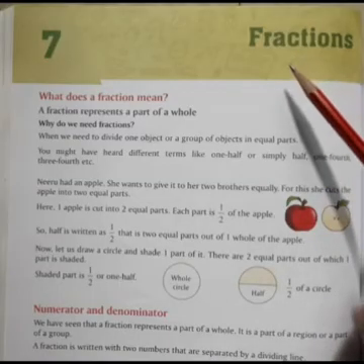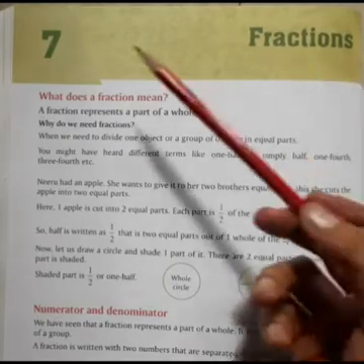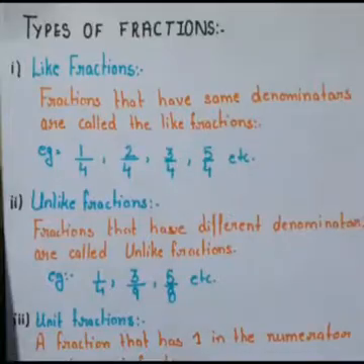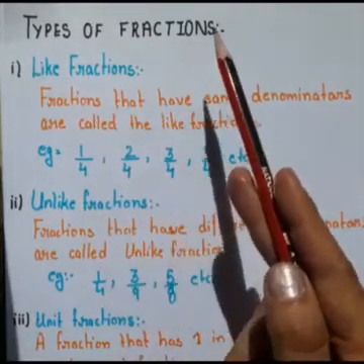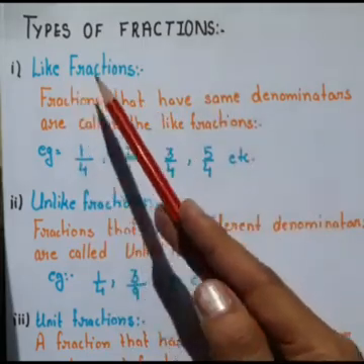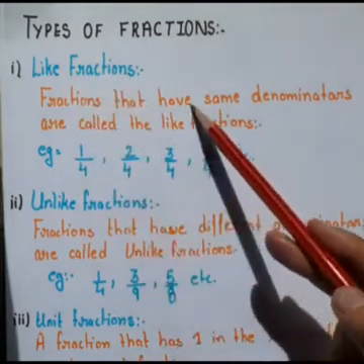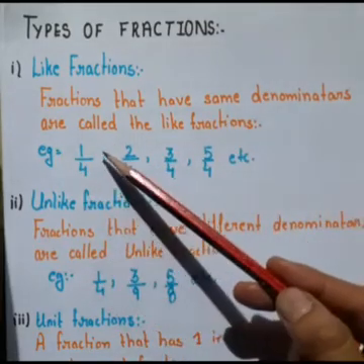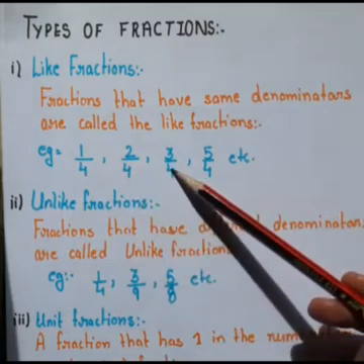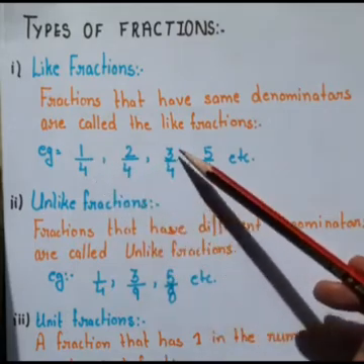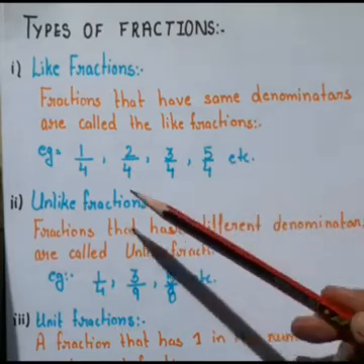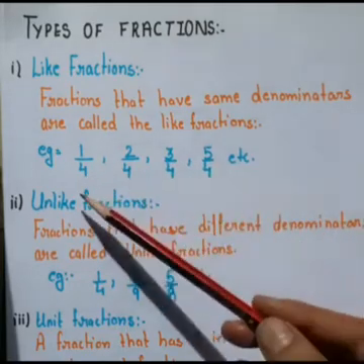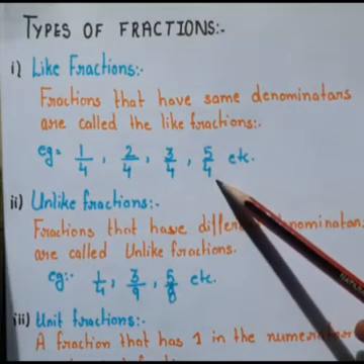Students, we are going to continue your previous chapter, fractions, chapter number 7, and today we are starting your types of fractions. So first is your types of fraction, and your first fraction is like fractions. Fractions that have same denominator are called the like fractions. It means if in a fraction they are having same denominators like 1 by 4, 2 by 4, 3 by 4, 5 by 4, etc. You can see in all of these they are having 4 as a denominator. So they all are known as like fractions.